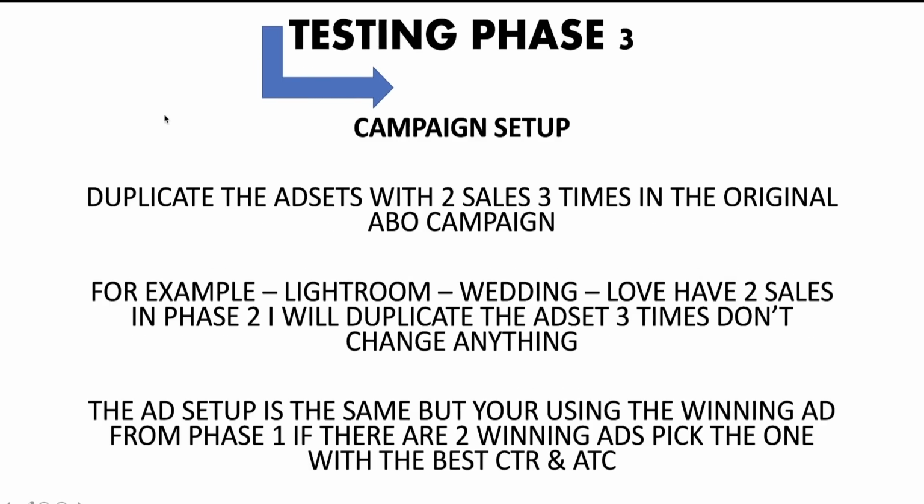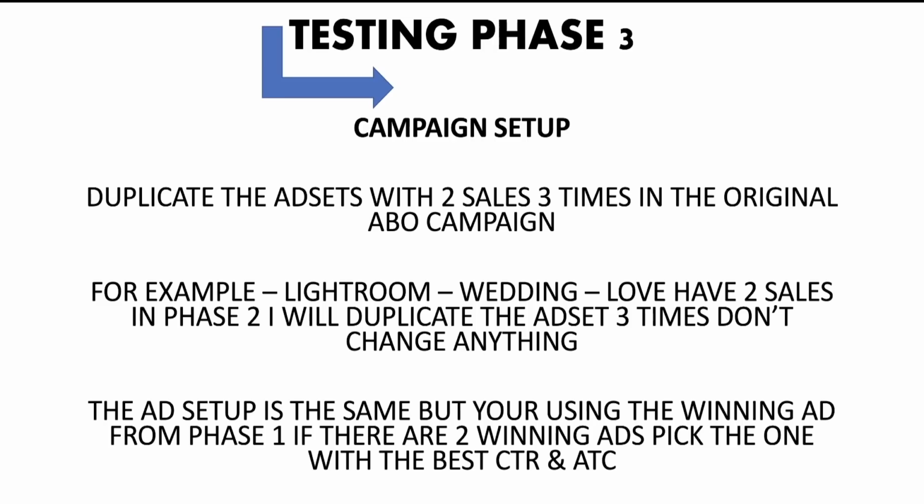So now we're in phase 3. So you want to duplicate the ad set from the second phase. If an ad set has got at least 2 to 3 sales, you want to duplicate the ad set 3 times in the original ABO campaign. For example, let's say Lightroom as an ad set got 2 sales. Or let's say wedding as an ad set got 2 sales. Or let's say love as an ad set got 2 sales. What I will do is duplicate the ad set 3 times and I won't change anything. The ad setup is the same. So you're just using the exact same ad.